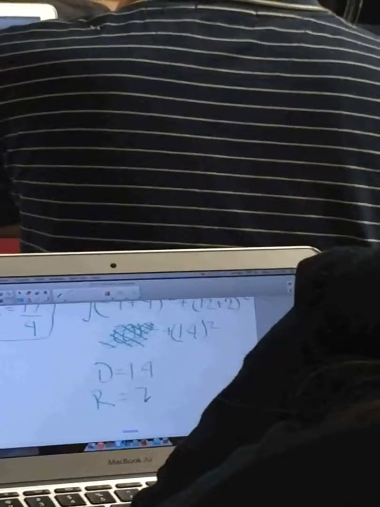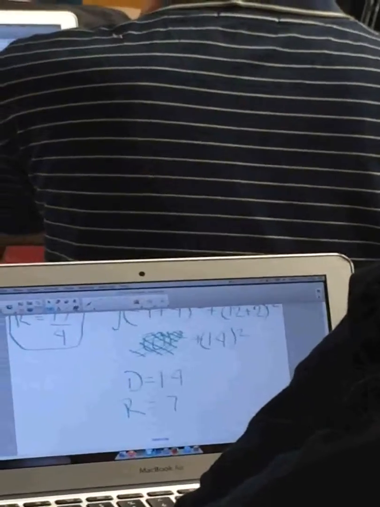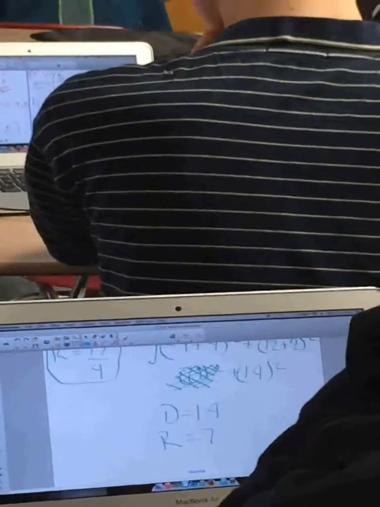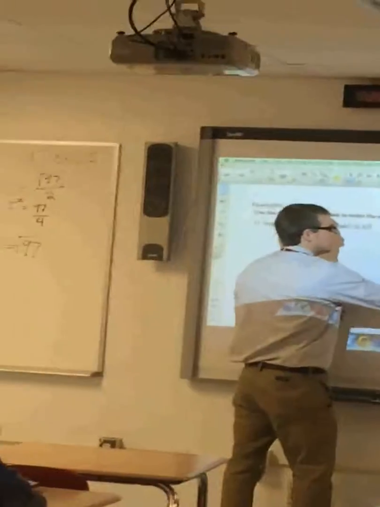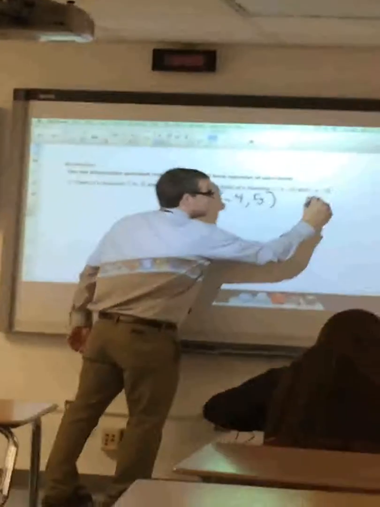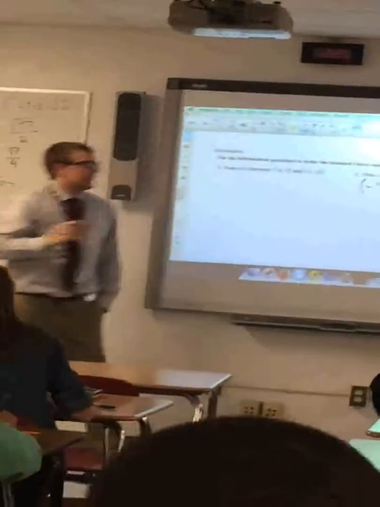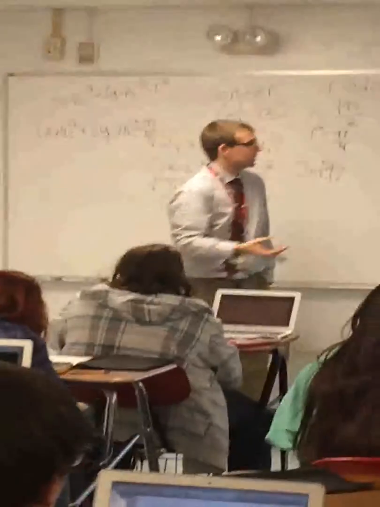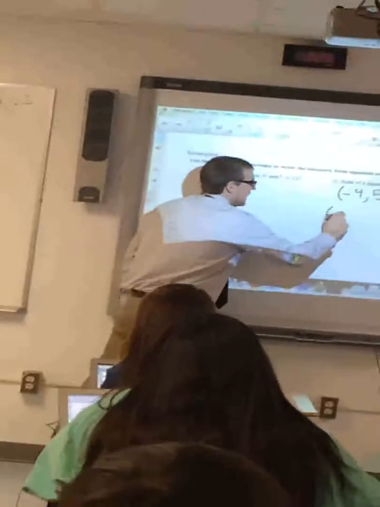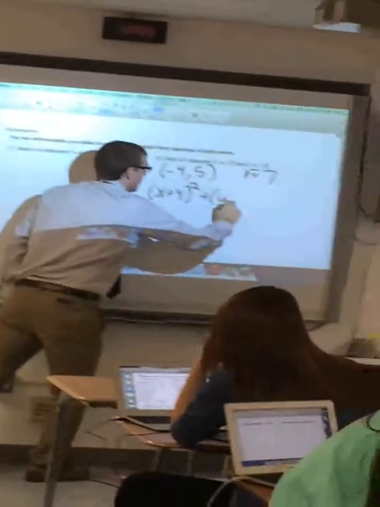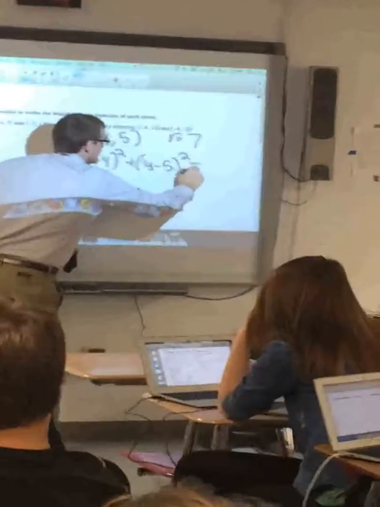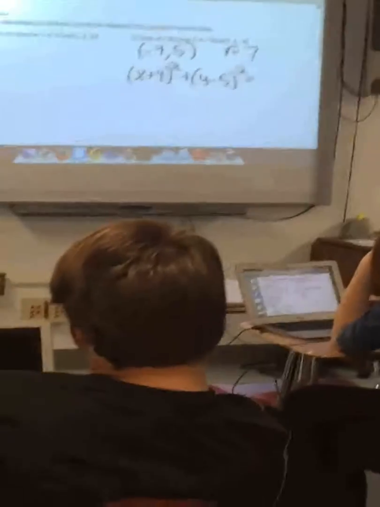And I'm going to put it on the smartboard now, because it seems to work. All right. So, given a center of -4, 5 and a radius equal to 7, we can put that into the standard form of the equation of a circle. x plus 4 squared plus y minus 5 squared equals 7 squared, which is 49.